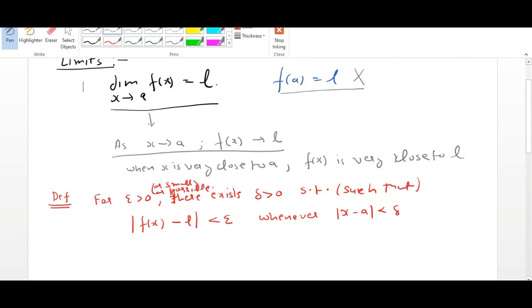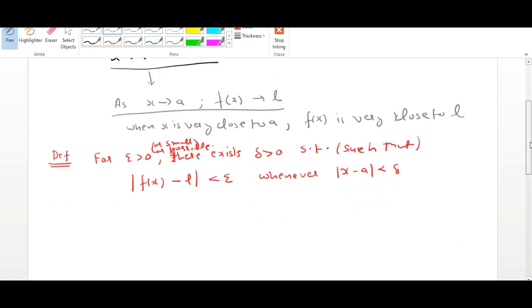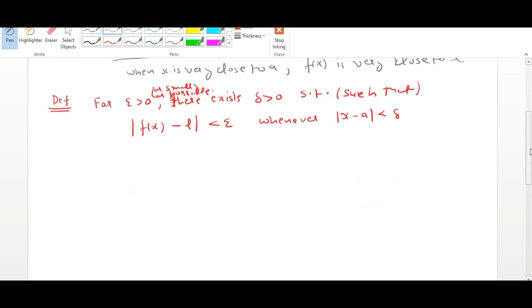So let me elaborate on what this definition says. Now let us take a graph. This is a graph, and here is the curve, and this is any curve. Now here is the point A. Now what does this definition say?